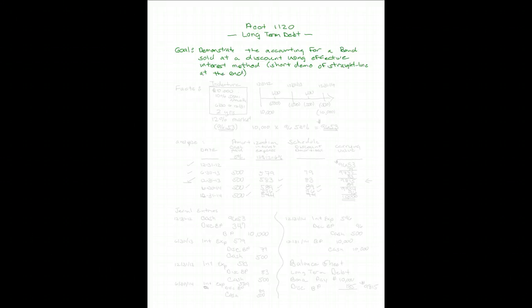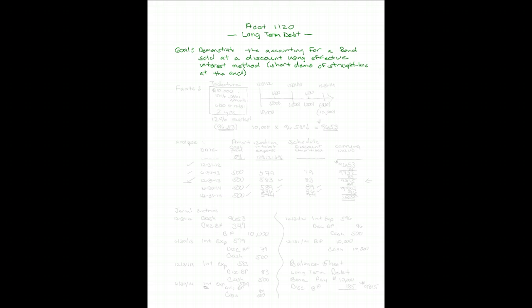Let's look at our goal. I got my goal done a little better, a little more complete this time. We're going to demonstrate the goal for a bond sold at a discount using the effective interest method, which I left off saying on the last one, so I went back and added it, and a short demonstration of the straight line method at the end. Let's bring forward the facts.